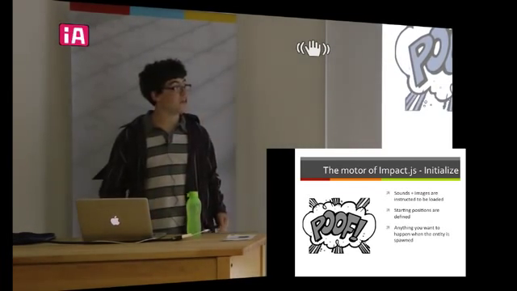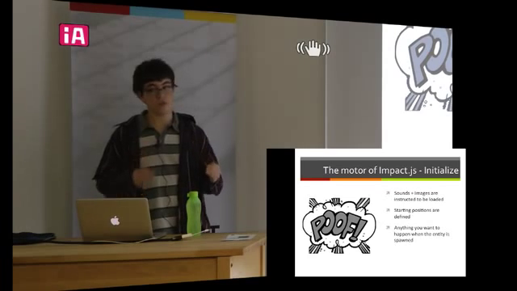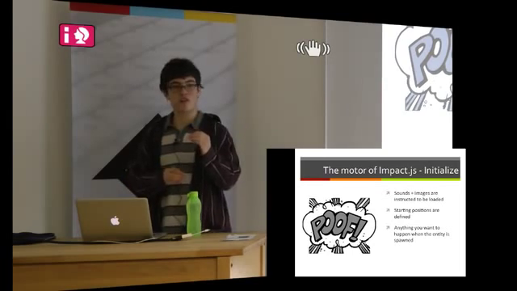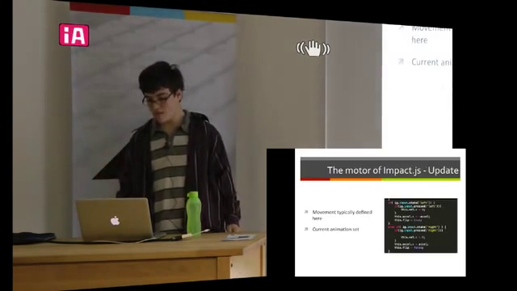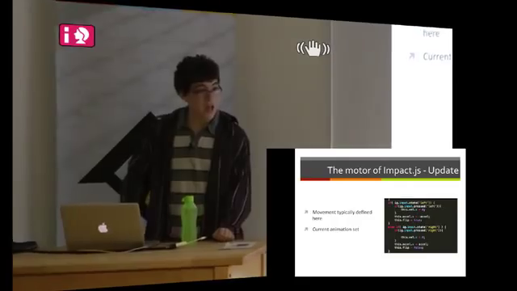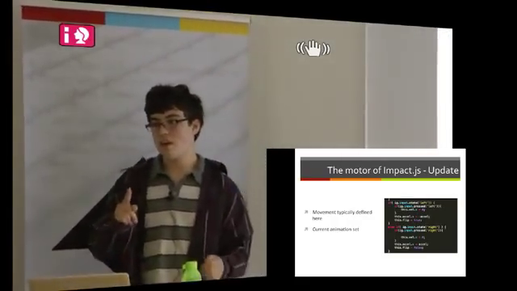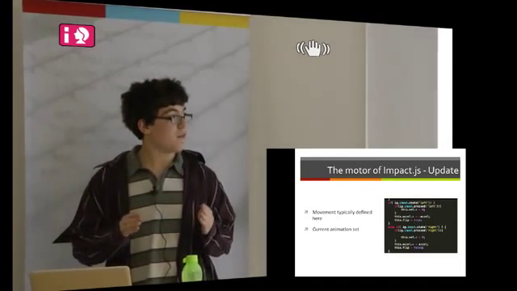Then you have your update function. Impact.js is built on a series of ticks. Every single second, there are 20 ticks. And every single tick, this update function for every single entity is run. So movement is typically defined here, and the current animation is usually set here as well. So anything you want to happen every tick, you define here.